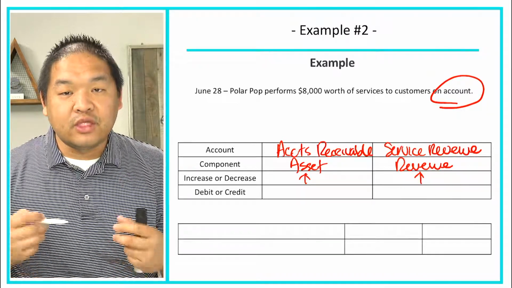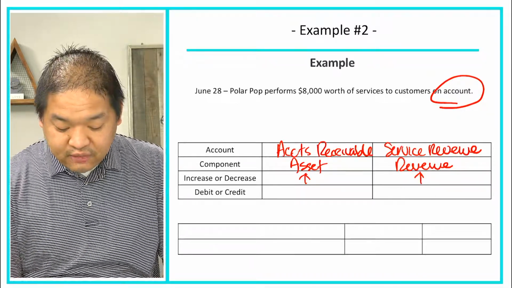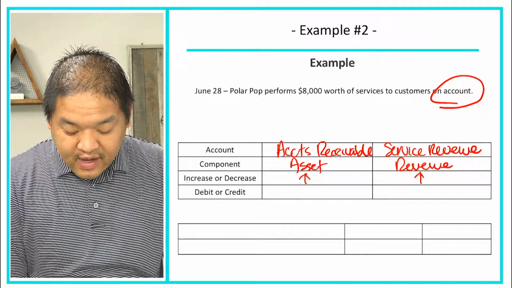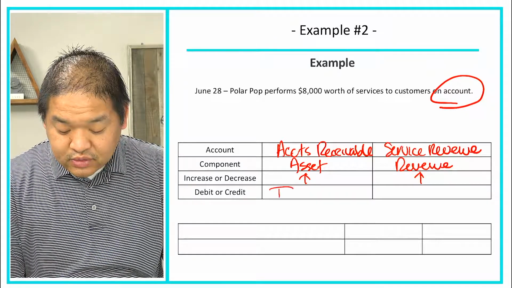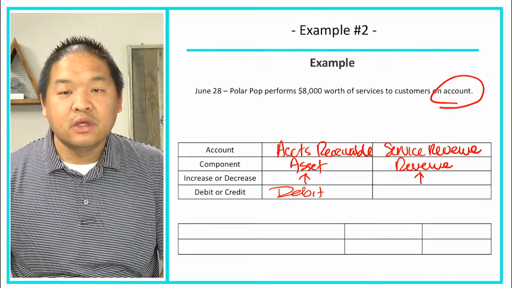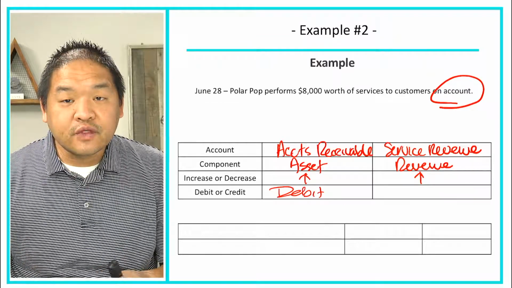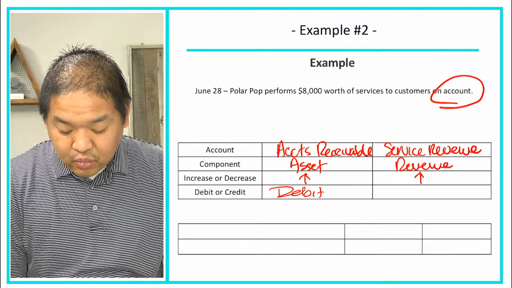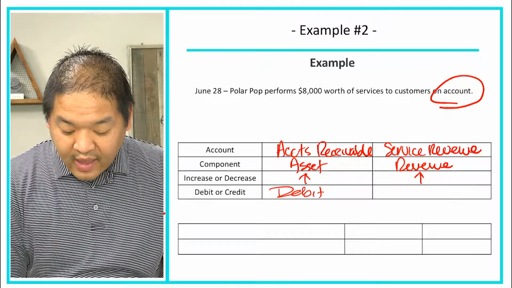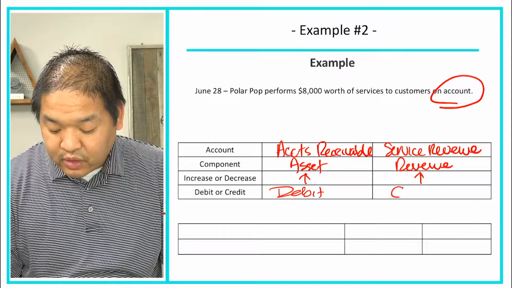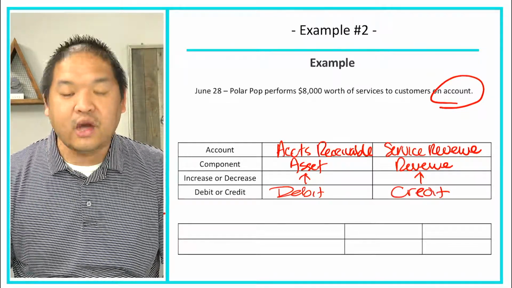All right, so now we can use our key. So accounts receivable is an asset. That asset is increasing. We're going to debit the account. Service revenue is a revenue account on the right-hand side of the equation. That is also increasing. We are going to credit that account.